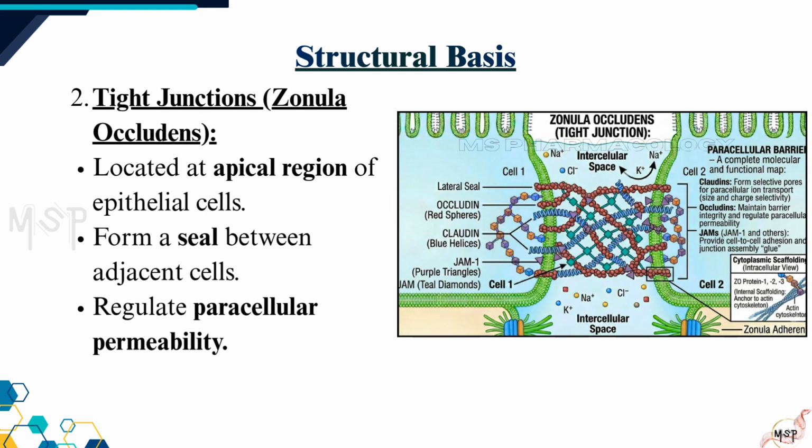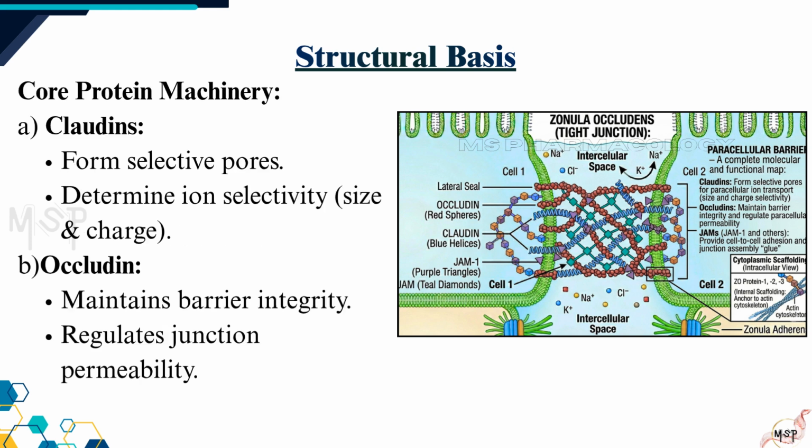The master controller of this space is the tight junction, or zonula occludens. Located at the apical region of cells, these junctions form a seal that regulates the permeability of the barrier. This seal is made of a complex protein machinery. Claudins. These are the most important. They form the selective pores that decide which ions get through. Occludin. This manages the integrity and regulation of the barrier.